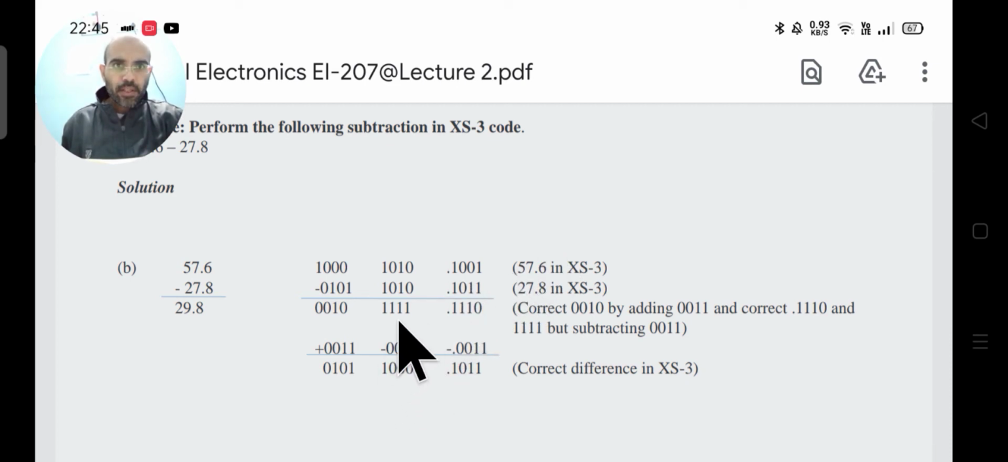If we perform this subtraction, if you subtract this 0011 from this number 1111, then it should be 1100. Okay, not this. So this is particularly wrong. By mistake I have written. So this should be 1100. So please note this down, and then the correct answer will be 0101, which is 2, then 1100, which is 9 in excess 3, and then 1011, which is 8 in excess 3. So this is the correct difference.